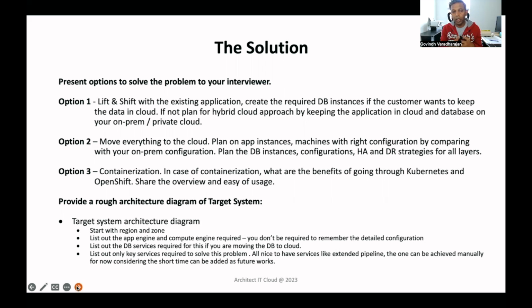And the third option is containerization. Suppose when you asked all the questions to the interviewer and they mentioned that yes, this particular application is already containerized and running in Kubernetes in the on premises, it is well and good. You can just simulate the similar containerization architecture in the cloud too, either using Kubernetes or OpenShift. It's up to you. You have to provide the justification on choosing Kubernetes or OpenShift as an orchestration platform running in the cloud.